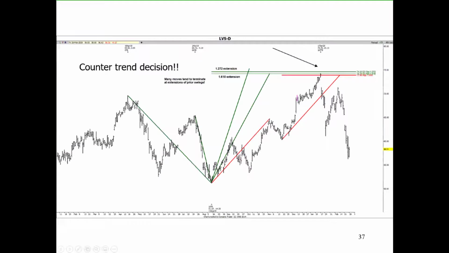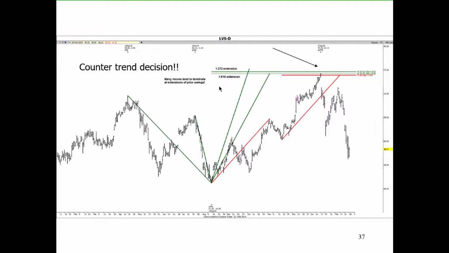All right, that was TLT. This is an example of a counter trend decision. Anybody who's new, I suggest that they stay away from counter trend decisions. You really want to be good at trend trading before you consider anything that would be counter trend.